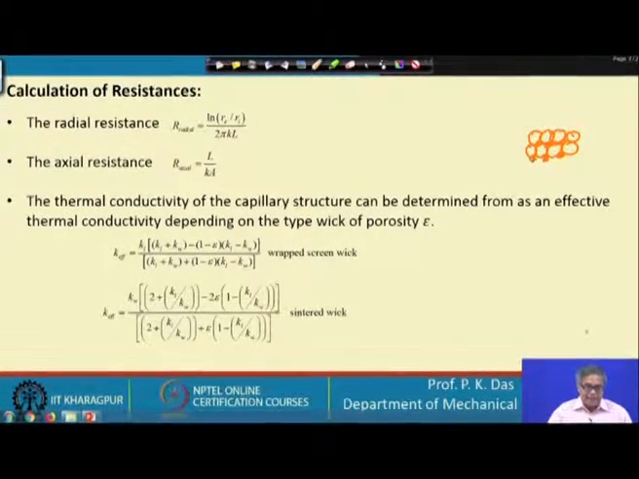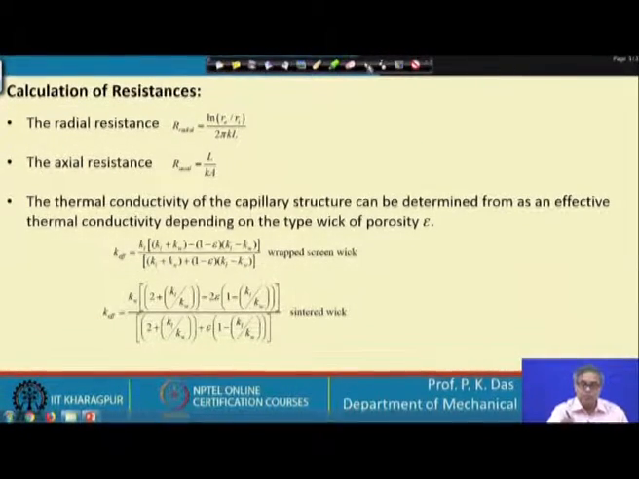If it is that, then we have to have some sort of effective conductivity. Now, effective conductivity we can have by this formula. Two formulae have been shown. The thermal conductivity of the capillary structure can be determined. In case of wrapped screen wick, we will have this kind of formula, where K_l is the liquid conductivity, K_w is the solid conductivity, and epsilon is the porosity. Similarly, for sintered wick we will get another formula. So, this is how we will get the conductivity.